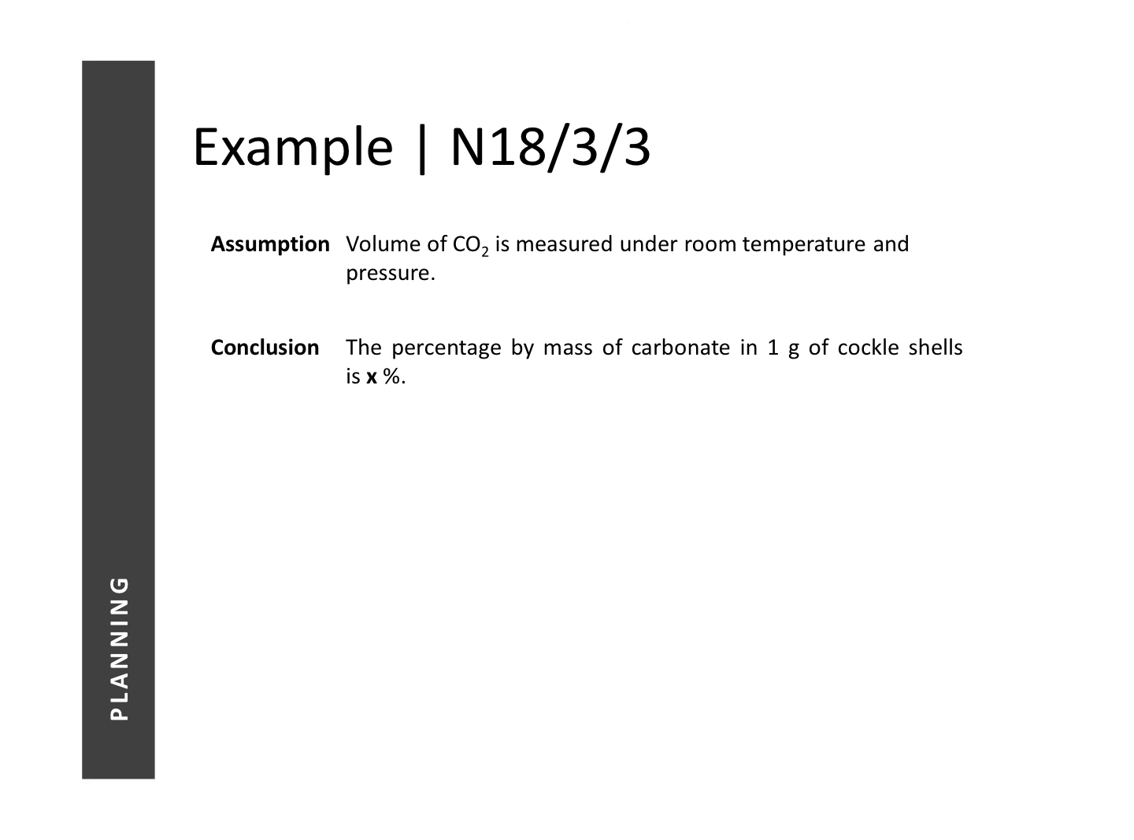Now one last part would be to write the conclusion. In the conclusion, I mentioned earlier that you must address the aim directly. So what is the aim of this experiment? The aim is to determine the percentage by mass of carbonate in 1 gram of cockle shells. So a proper conclusion would look like this, that the percentage by mass of carbonate in 1 gram of cockle shells is X%. Alright, do you need to calculate? Answer is no need. You have already shown the calculations, and then we just leave the final answer as X, and say that the percentage by mass is X.